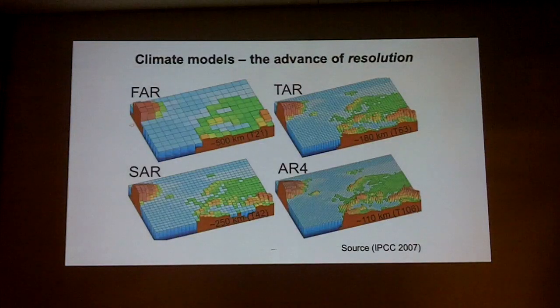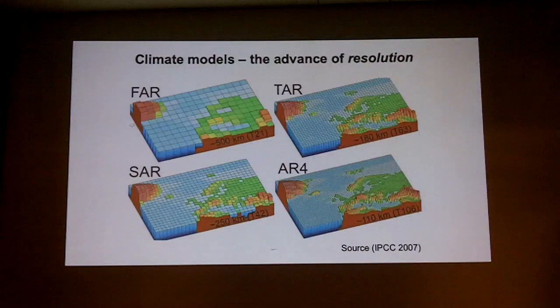I want to also emphasize this idea of resolution, which is just how big the chopped up bits are, or how blocky the outline is. So this is supposed to be Europe in the first assessment report of the IPCC in 1990. The second assessment report is 96. TAR is the third assessment report in 2001.